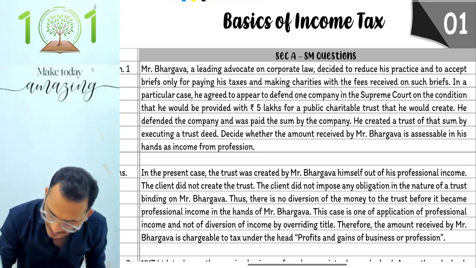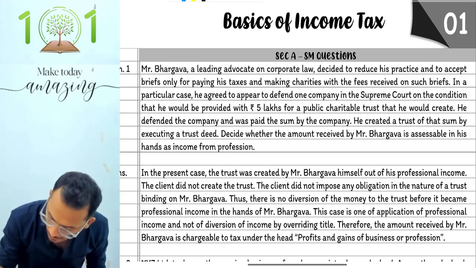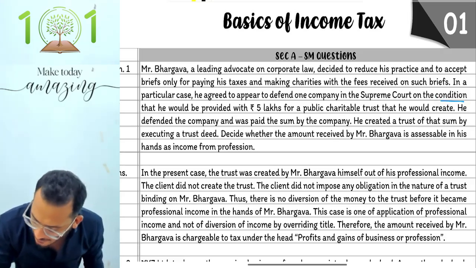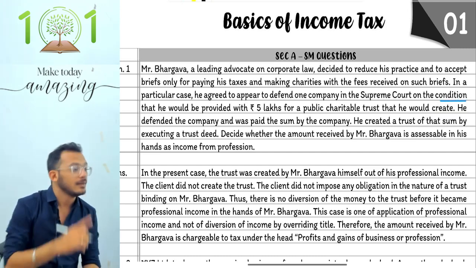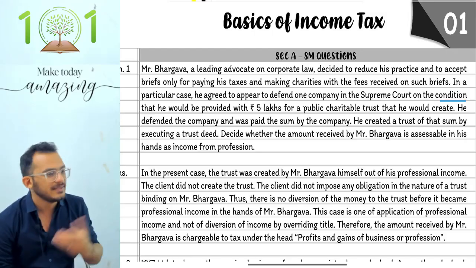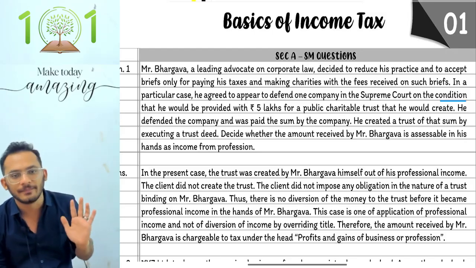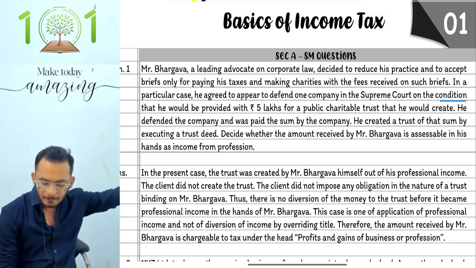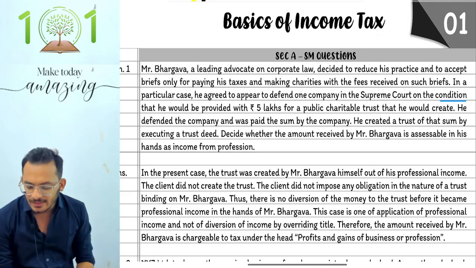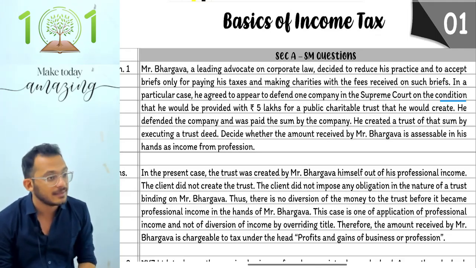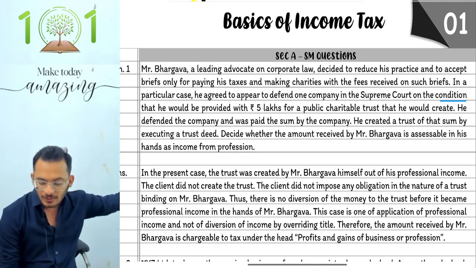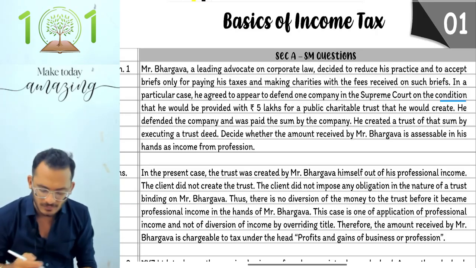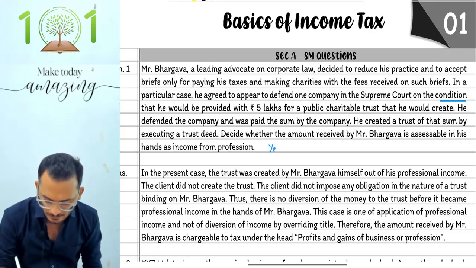Which means the moment you see a case where it says on the condition, you know that the person who has the control is Bhargava. Automatically the answer is application of income. See, we did not even complete the question and I know the answer already. It says he completed the case, defended the company and was paid the sum by the company. He created a trust of that sum by executing a trust deed. Decide whether the amount received by Bhargava is taxable in his hands. Yes is the answer.